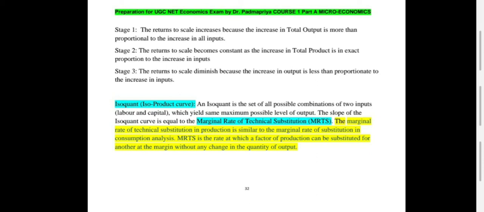The marginal rate of technical substitution in production is similar to the marginal rate of substitution in consumption analysis, which is the rate at which one factor of production can be substituted for another at the margin without any change in the quantity of output. We have IQ as the isoquant in graph 2.3.